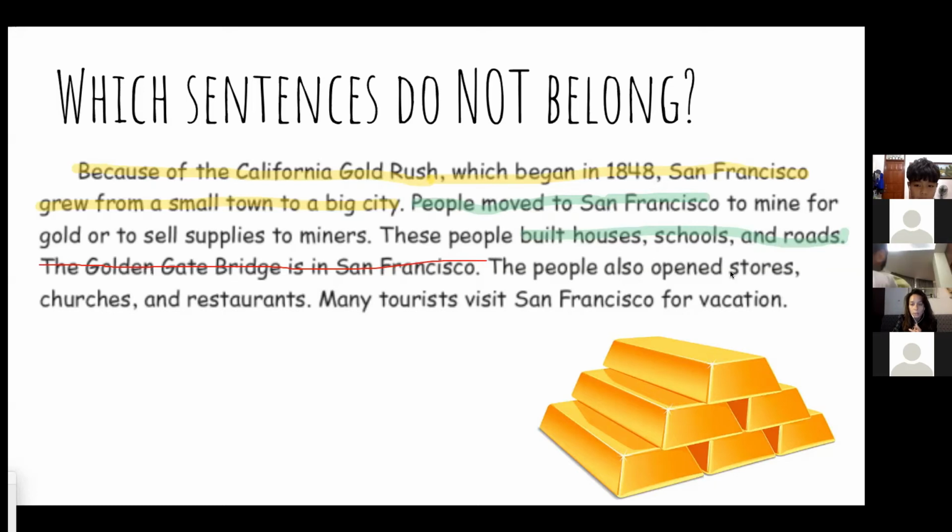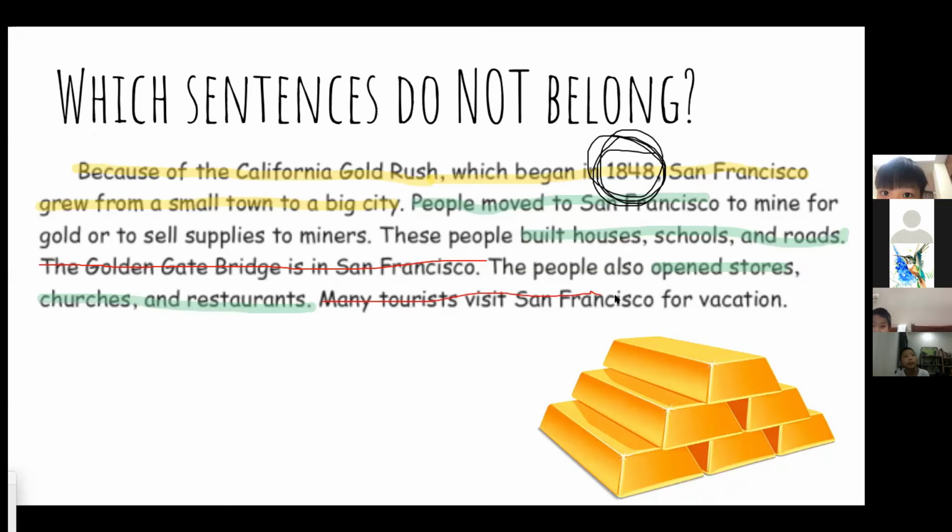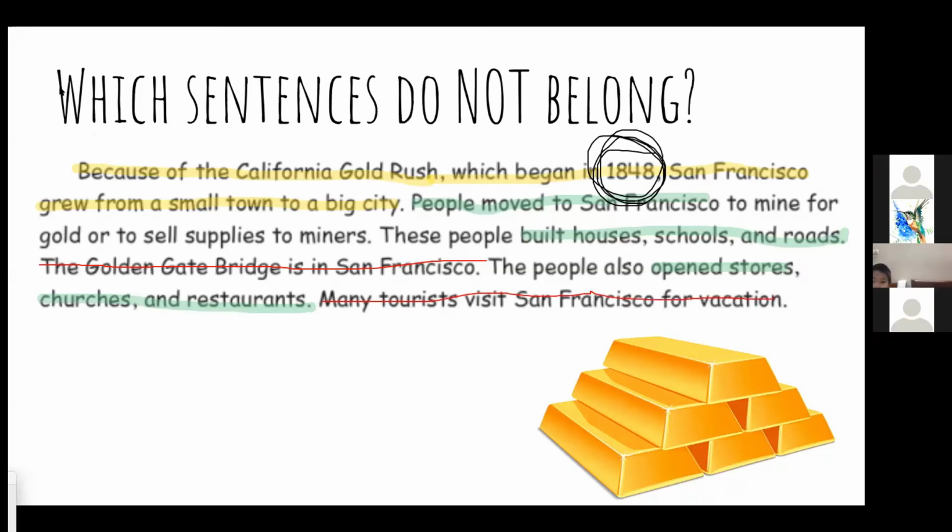Okay. What about people opening stores, churches, and restaurants? Does that make a city bigger or smaller, Minnie? Is it talking about how the city grew bigger, or is that talking about now? Now. Okay, but let's look at our topic sentence. When are we talking about in our topic sentence? 1848. In 1848. So does this last? No, it does not. So we can cross this one out too. Okay, so we have two sentences that do not belong.